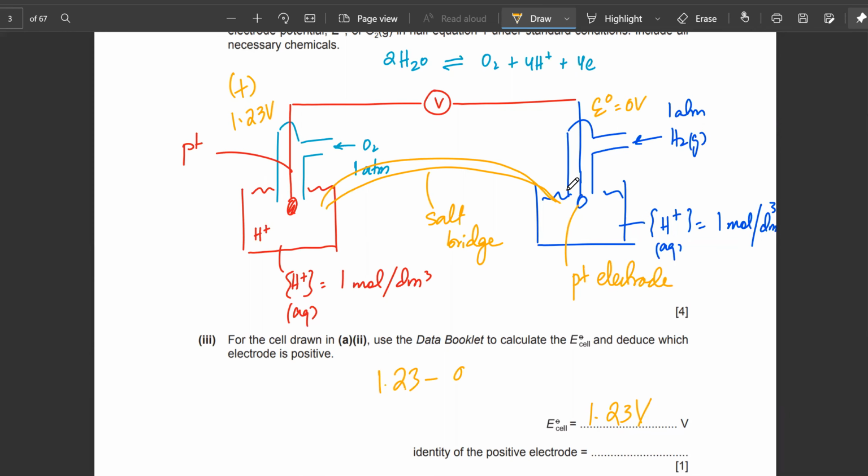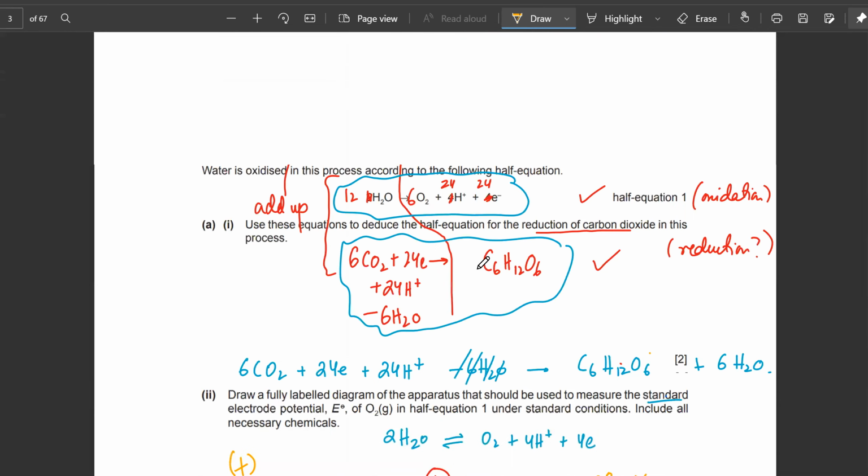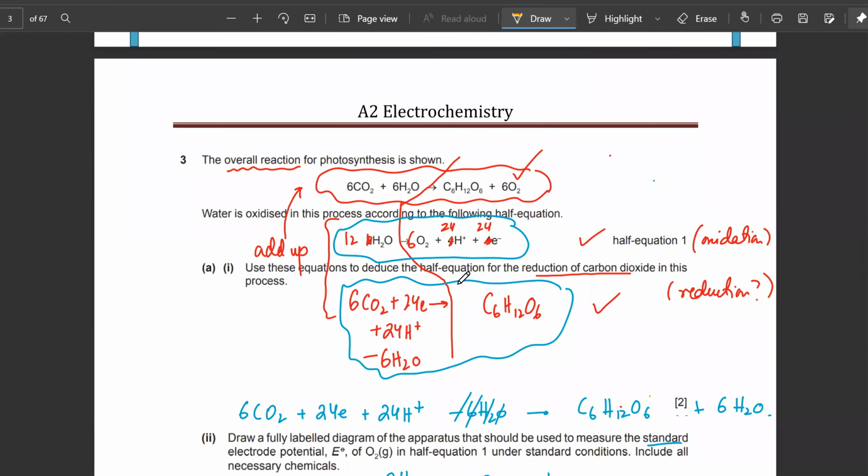Let's continue. Just remember, this one was kind of a tricky question, but it was not that difficult. Sir, is there any other way that we can do question number 3, the A part, the first part? No, there might be, but that's probably the only way. You're just looking for the missing equation. So that's the only way probably.